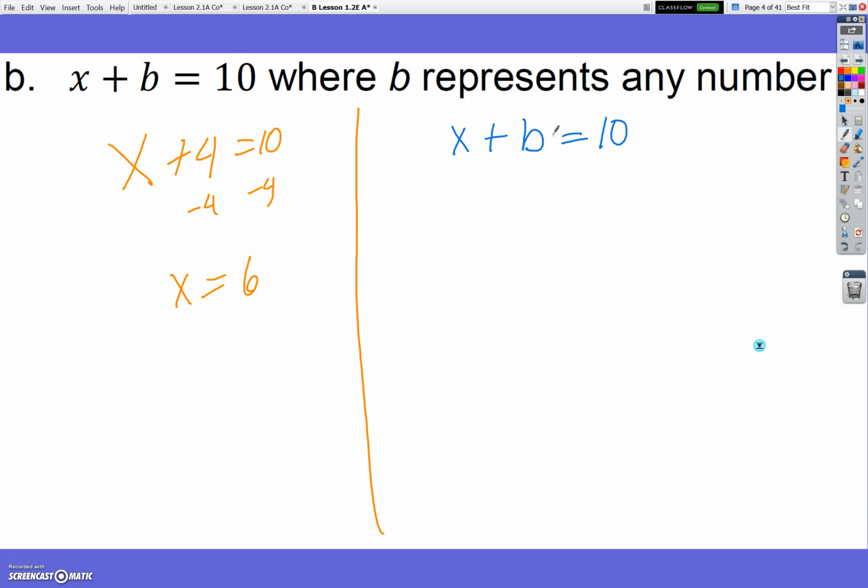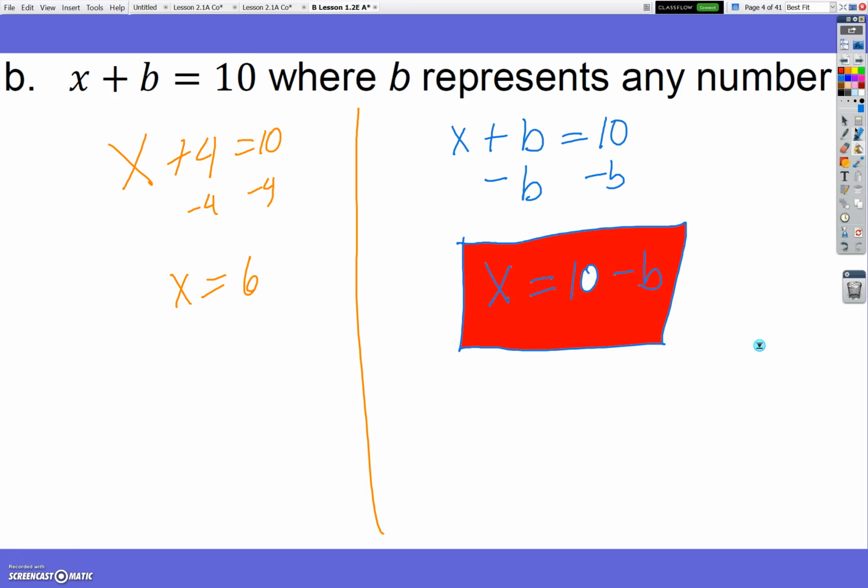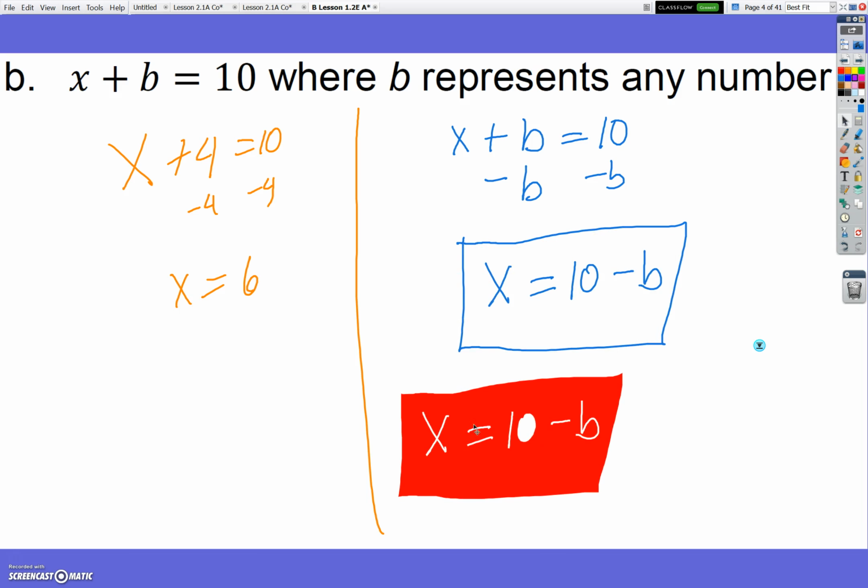Well, how do I get rid of an addition problem? The way I get rid of an addition problem is I subtract b on both sides. This would give me x is equal to 10 minus b. The whole point of this is to get x by itself. I did get x all by itself, so there's nothing more for me to do, and I'm done right there. So x equals 10 minus b.